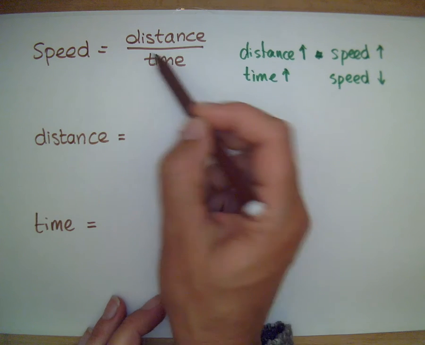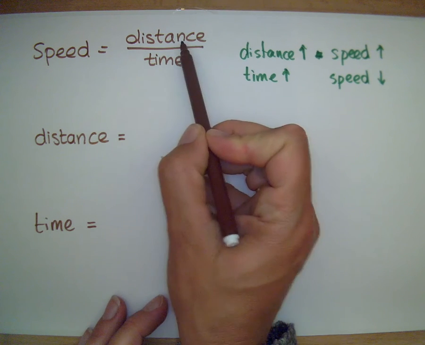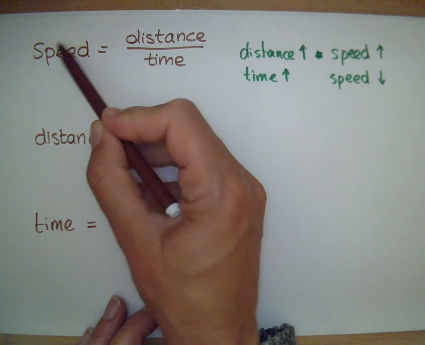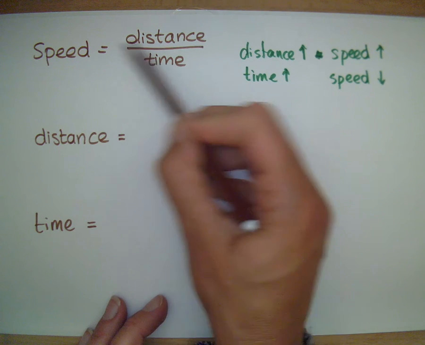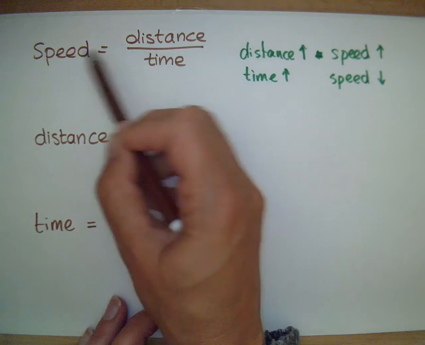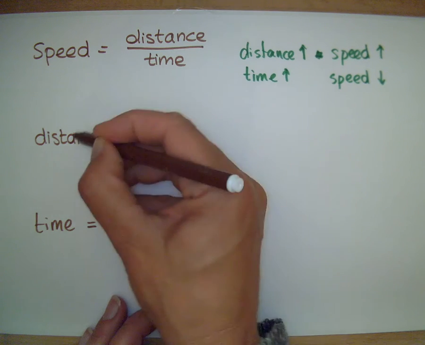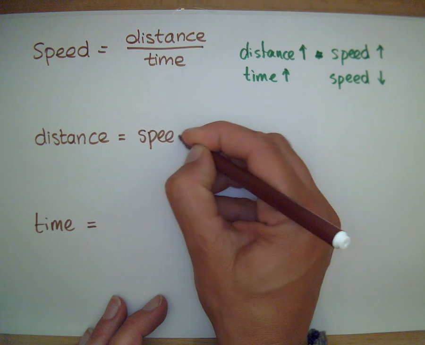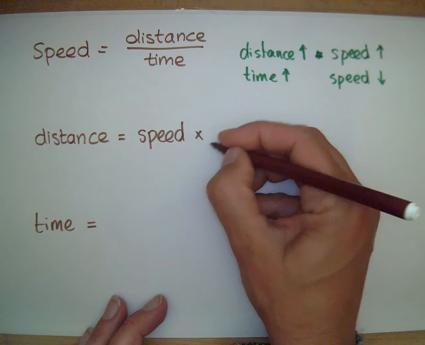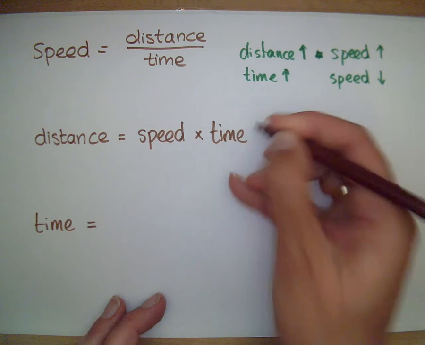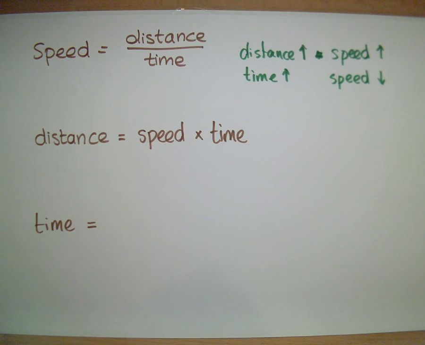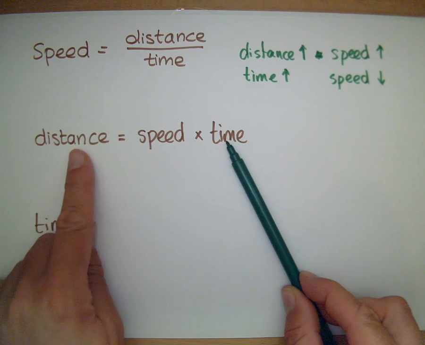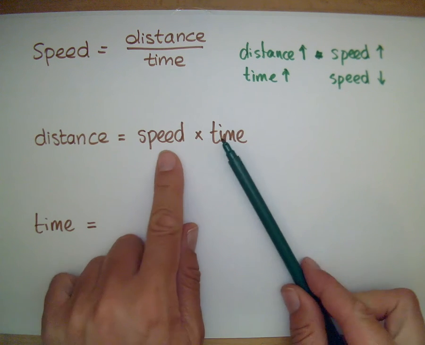We can reorganize this, like say, if these were numbers, you would know how to do that, right? If we multiply both sides by time, we'll have distance by itself on one side, right? Multiply both sides by time, we would get distance equals speed times time. And what we see here is the effect that speed and time have on the distance that we can travel.